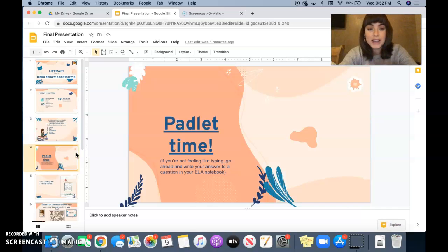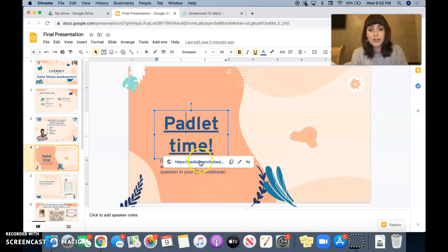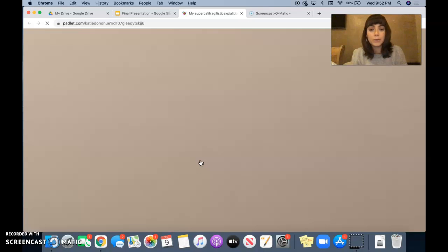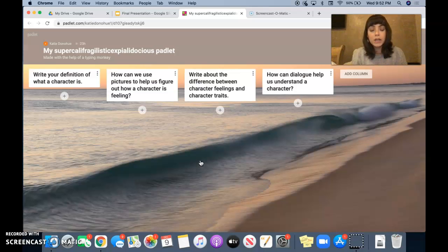Then we are transitioning into our Padlet. I have given students the option to go ahead and write their answers to any of the questions that we have in our Padlet in their ELA notebook if they're experiencing screen fatigue. So I will click on this. All of the links are already loaded, and it will work the same for students. My supercalifragilisticexpialidocious Padlet has 4 questions or prompts already here.